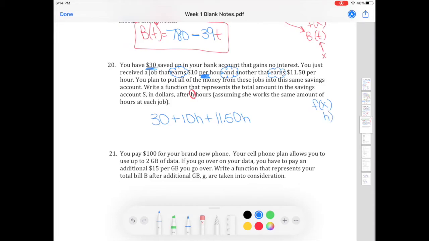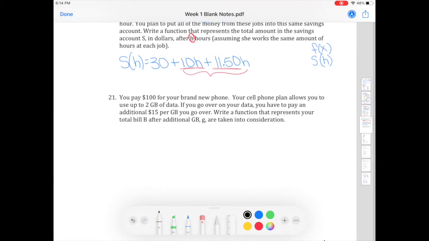Now, because H is my X, it's that same idea over here. You want it to be f of X, but since H is being used instead of X, that's the letter that goes in the parentheses, and the other letter, which in this case is an S, is going to go on the outside. So S of H equals 30 plus 10H plus 11.50H. You can absolutely combine like terms. I'm not going to stress about it for you guys right now because it just makes more sense in the context of the problem that we leave it as 2 separate jobs. But normally you'd want to simplify it down.